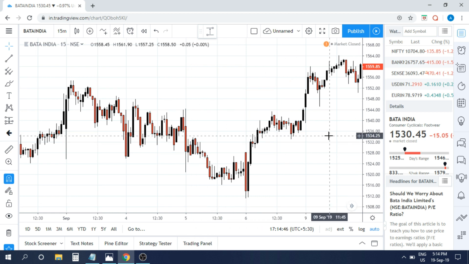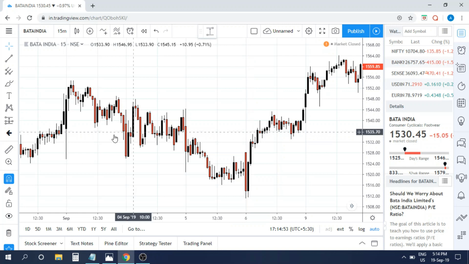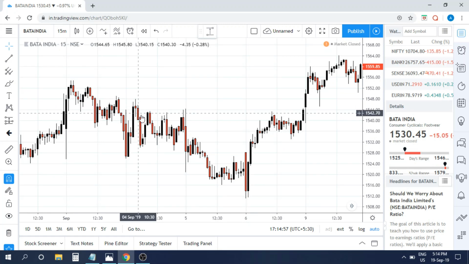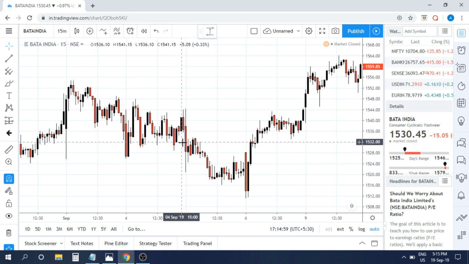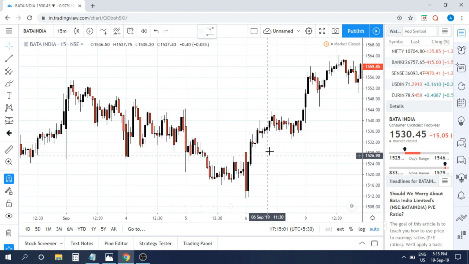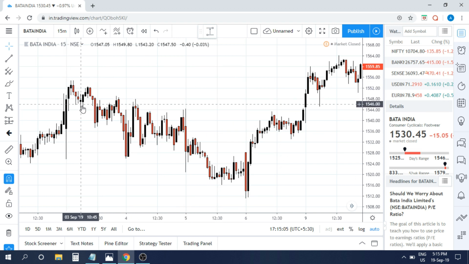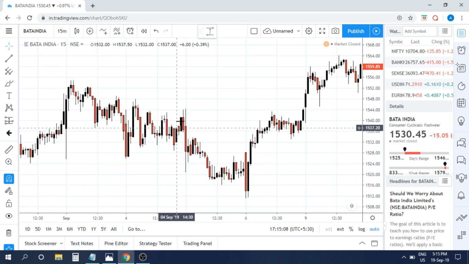So the first example I'm going to take right now is that of Bata India on the 15-minute chart. Right before, you can see a price action that happened on 3rd of September this year and on 4th and 5th and 6th of September. So here you see what is called the compressed price action. So why is this compressed price action?